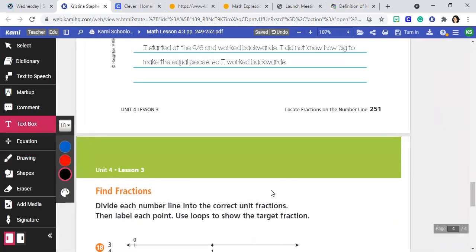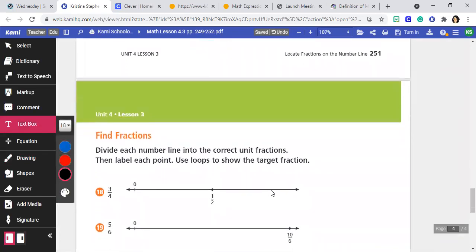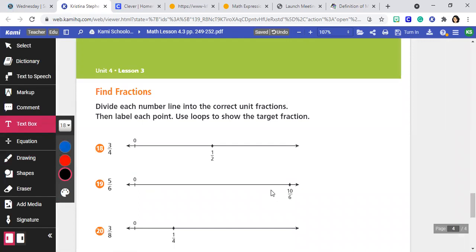Okay, let's move on. 252. We're almost at the end. We're going to find fractions. Oh, they don't have the 1 on here again. Divide each number line into the correct unit fractions, then label each point. Use loops to show the target fraction. And here's our target fraction.